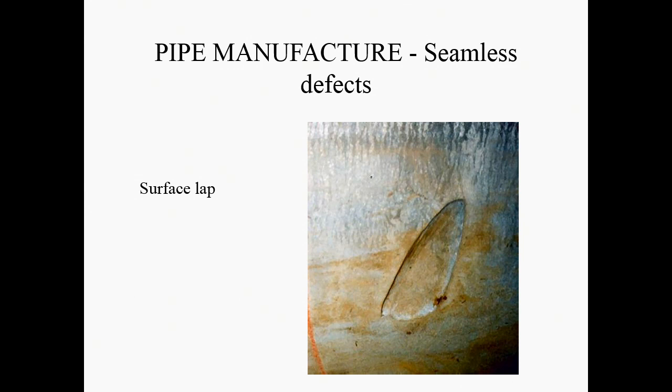Visual inspection from about 3 or 4 feet away, or 3 or 4 meters away, you'll see that type of thing. So it's quite common, and it's easy to reject the pipes because of that. And one of the reasons that seamless pipe got a bad reputation a few years ago was because there were too many of these types of surface laps.